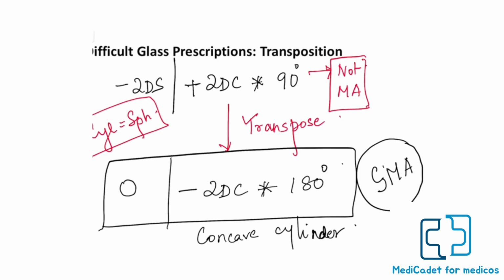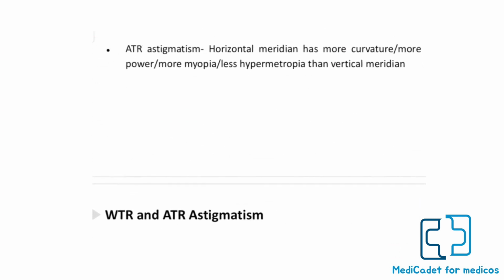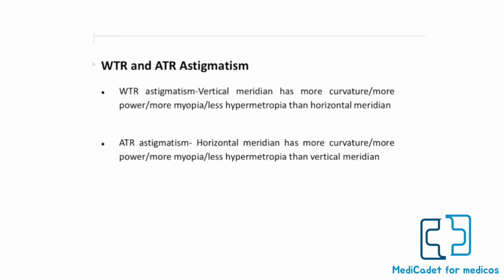Okay, so see here we have discussed how to solve the simple class prescriptions. We have also learned how to tackle the difficult class prescriptions where we have a combination of plus and minus. Now the next thing that we have in this chapter is WTR and ATR astigmatism. This is another way of classifying astigmatism, with the rule and against the rule.